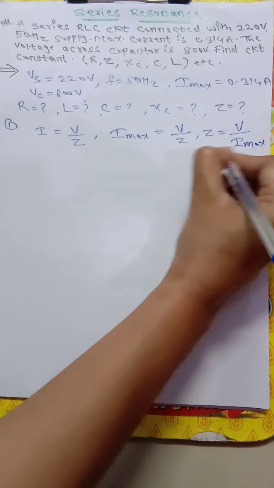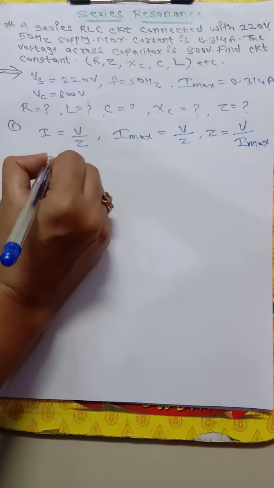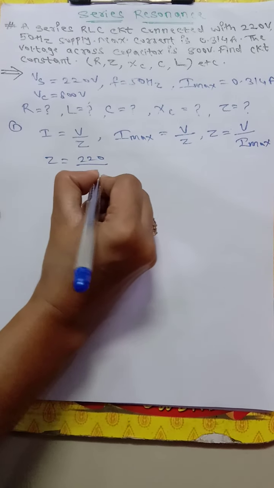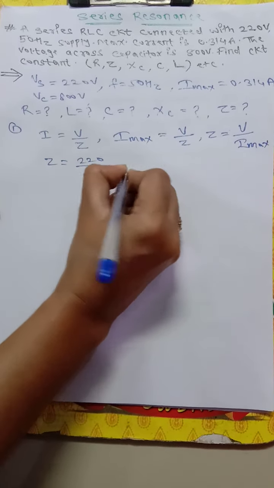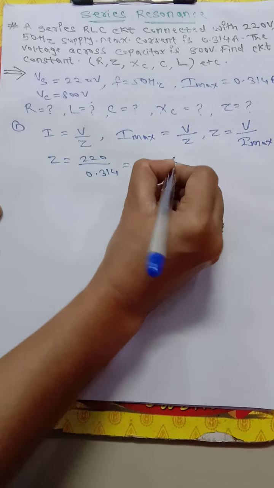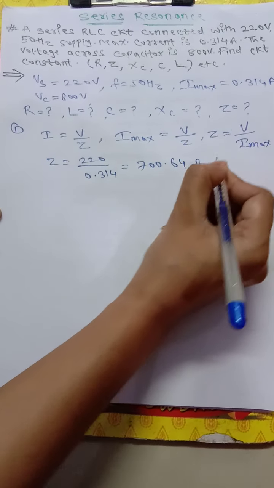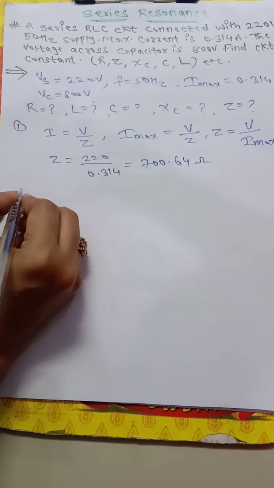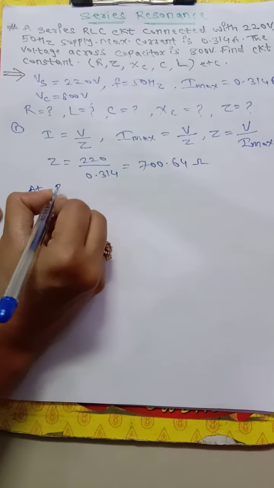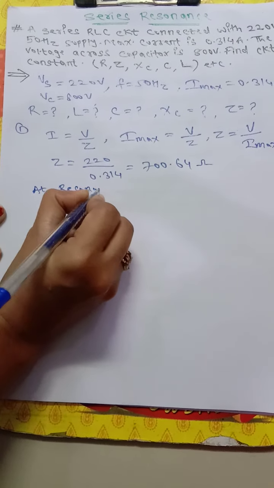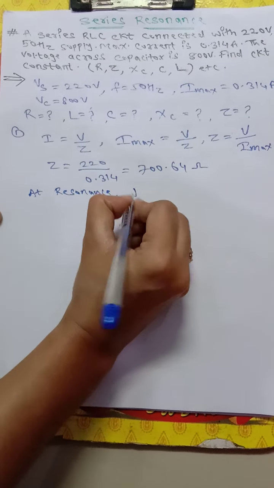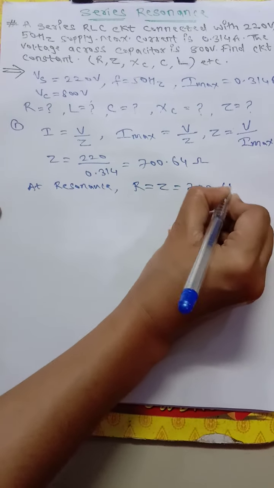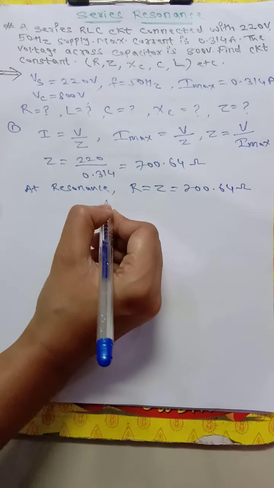So what is my voltage? Z equals 220 volt divided by 0.314. So I am getting here 700.64, the unit is ohm. Just cross verify this answer with the help of the calculator. So note down here, at resonance we know very well R equals Z equals 700.64 ohm. So R and Z are equal.